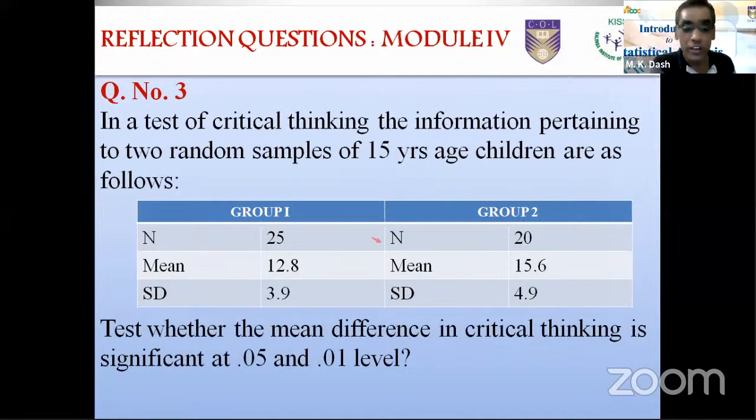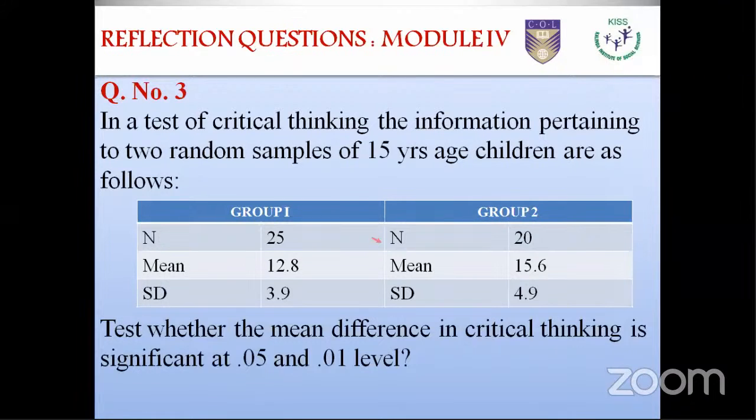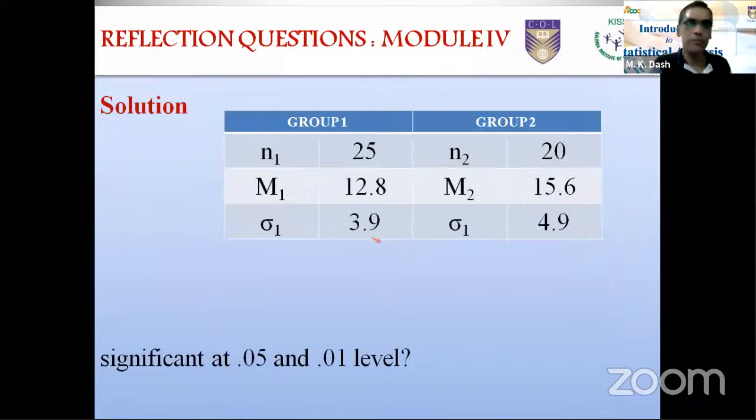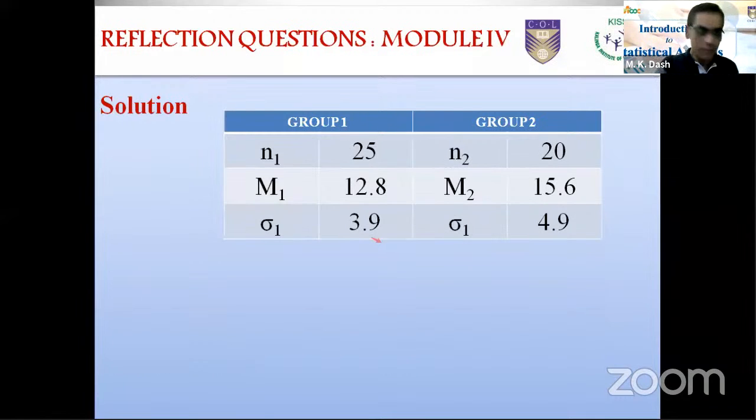We have taken critical thinking. You may take any other scientific ability. Creativity you can take, intelligence you can take, achievement test you can take. Any area of your interest you can take and you can find out. Now see, this is the analysis of question 3. Fine. Shall we move to the next one?